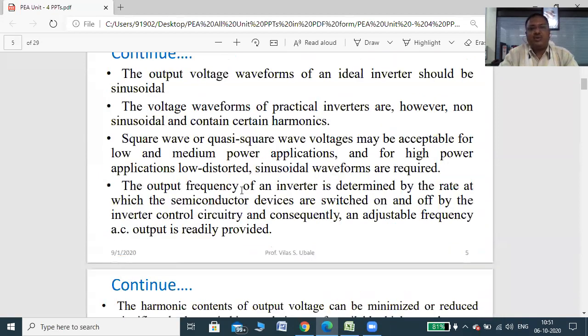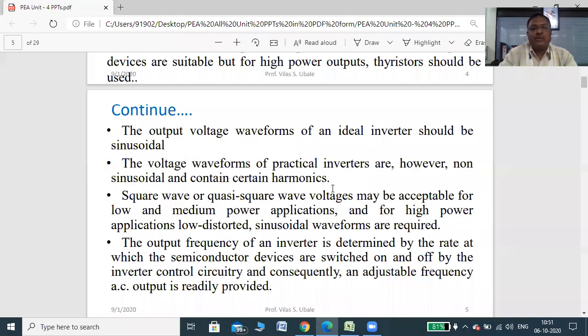Then, as we know, the output waveform is not sinusoidal, so it contains some harmonics because basically it's non-sinusoidal, a quasi-square or square wave, and so on. These square wave or quasi-square wave voltages may be acceptable for low and medium power applications, but for high power applications, low distortion sinusoidal waveforms are required. So to get sinusoidal waveforms, some kind of filter circuits, some kind of wave shaping circuits are used so that we convert that square wave or quasi-square wave into a sine wave.